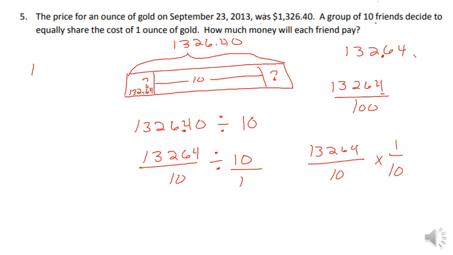Now let's check, let's see if that's true. Because if I have $132.64 and we have 10 people investing, if I have that, I have 4, 6, 2, 3, 1, and I have to put 2 place values back in because of the decimal place right there, I got exactly what I started with.